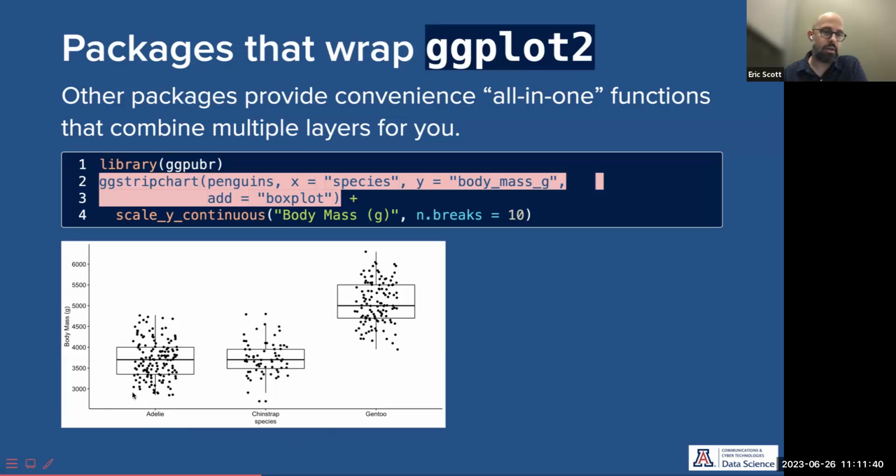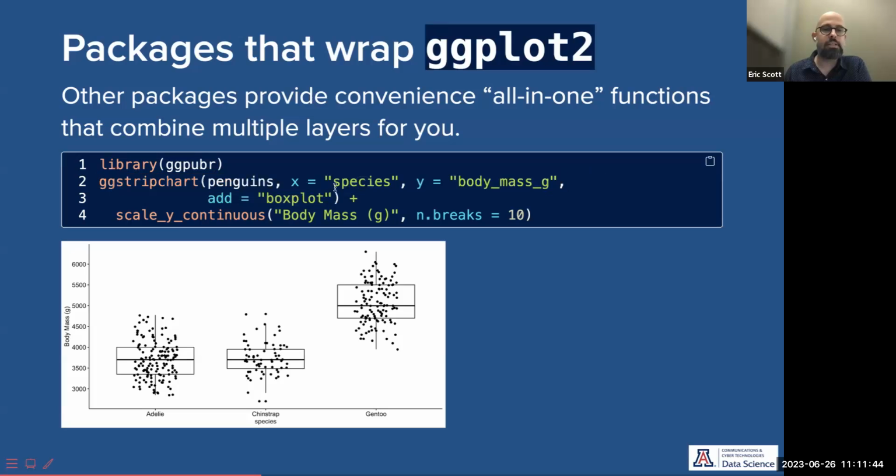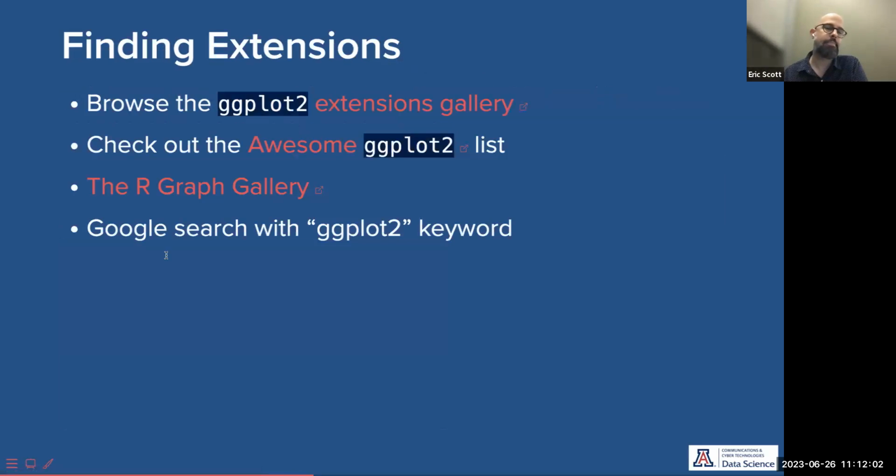It's got a theme already kind of built into it. But it's still a ggplot object that's returned, and so you can still add things to it. So you can still add, for example, scale_y_continuous to change the number of breaks. So that's kind of the two different categories, major categories that I see.